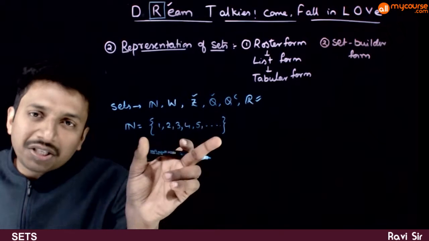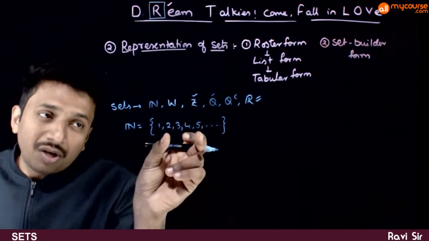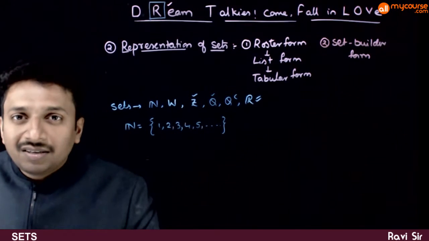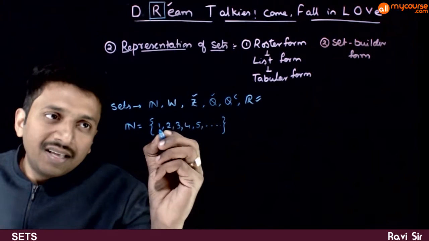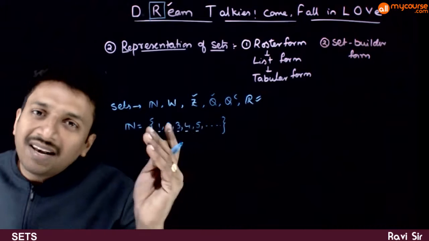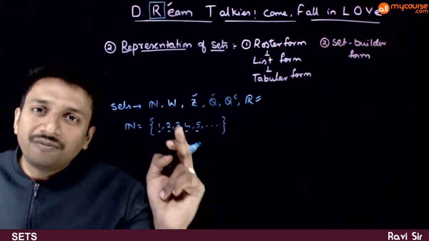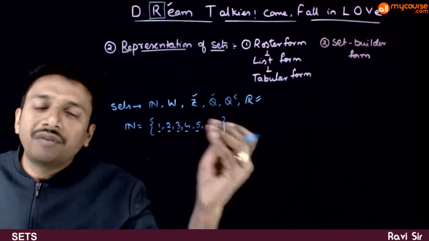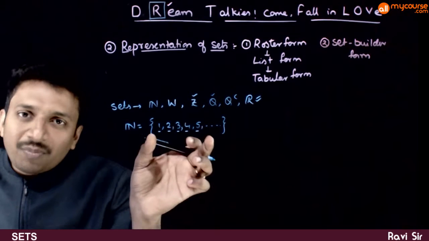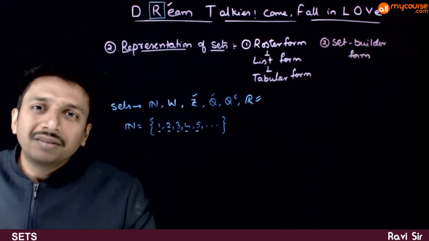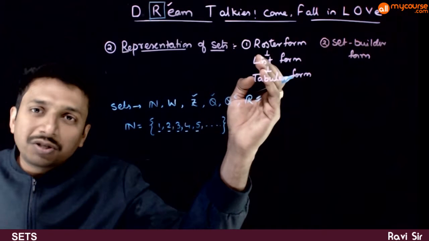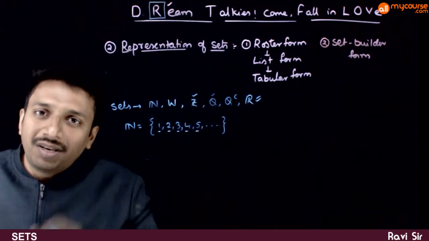In this representation, we have enclosed the objects of this set in a flower bracket. That is what we usually do for sets. And each of these elements is listed, that is 1, 2, 3, 4, 5. All the numbers are listed one after the other. This type of representation is called roster form. That is, you list all the numbers. That's why it's also called list form or tabular form. You tabulate all the numbers.